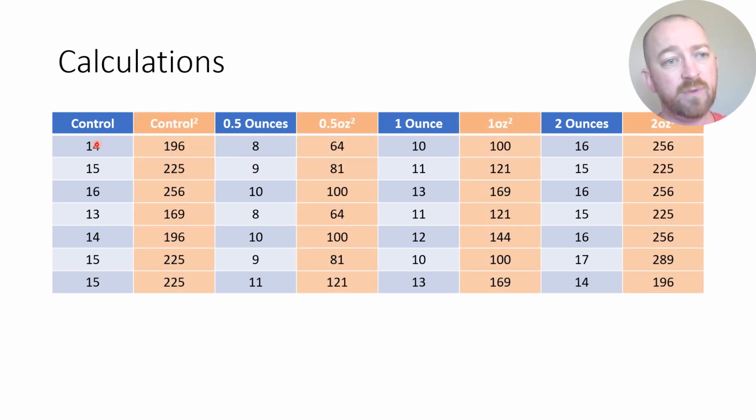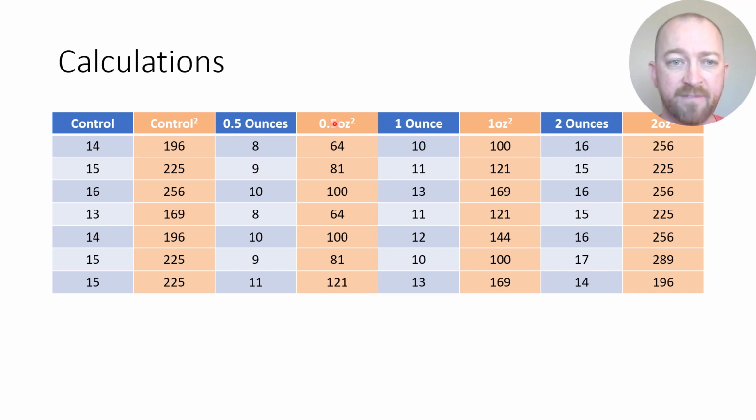So this is every length of days that it took for plants to reach 6 inches, now squared over here, okay? This is just for the control group, and I've squared each of those values. 14 squared is 196, 15 squared is 225, 16 squared is 256, and so on. I've done that for all of those values.